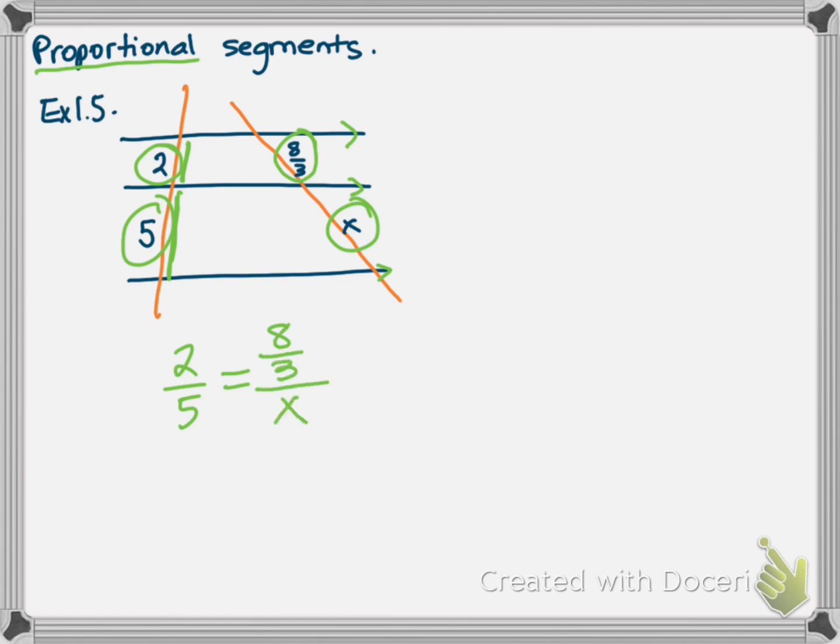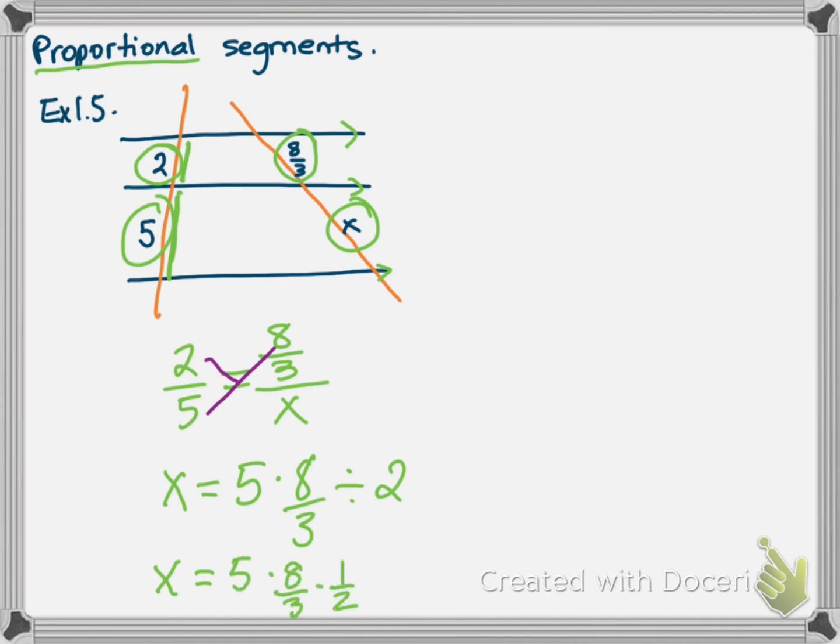So how do we find x? We are going to multiply in cross. We're going to multiply these two and then divide by the 2. So it's going to be 5 times 8/3 and then divided by 2. Now remember, when we divide, we have to multiply by the reciprocal. So it's 5 times 8/3 times 1/2. We multiply by the reciprocal of 2.